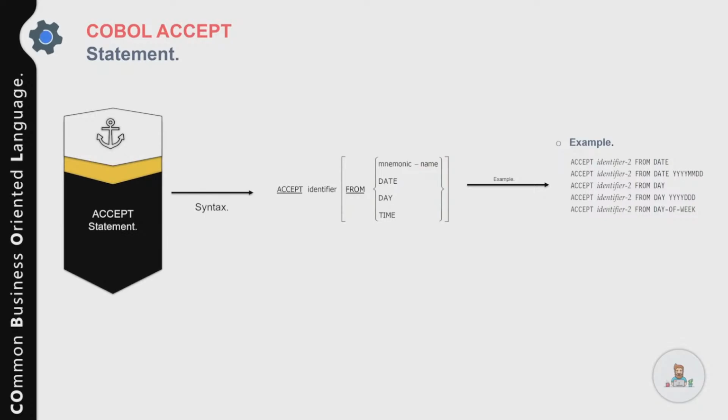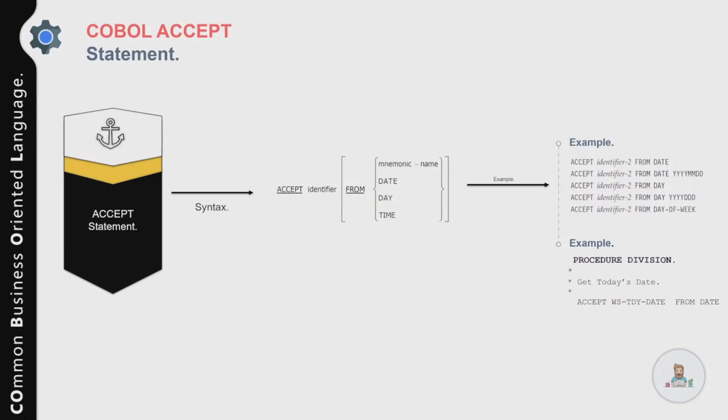And remember, if the FROM option is omitted, then the data is read into the identifier with left justification from the operator console. However, if the FROM option is included, then the data is read either from the specific hardware or from the operating system.